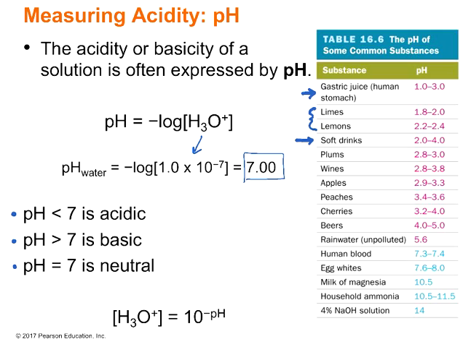And then if we go down a bit, we can see that our blood is actually a little bit basic. So the pH of our blood is around 7.4. And then if we look at household ammonia, which can be used as a cleaning product, the pH of that is around 10.5 to 11.5. And then last time we said that NaOH is a strong base, so the pH of that would be really, really high, around 14.